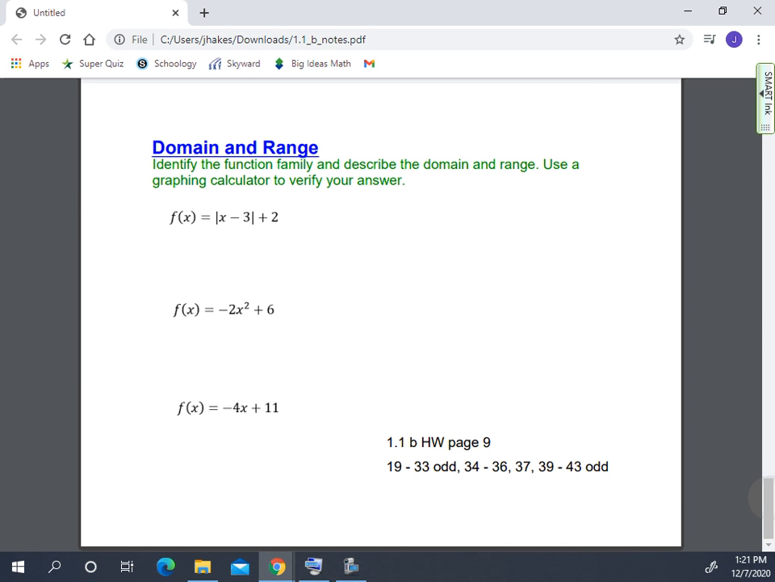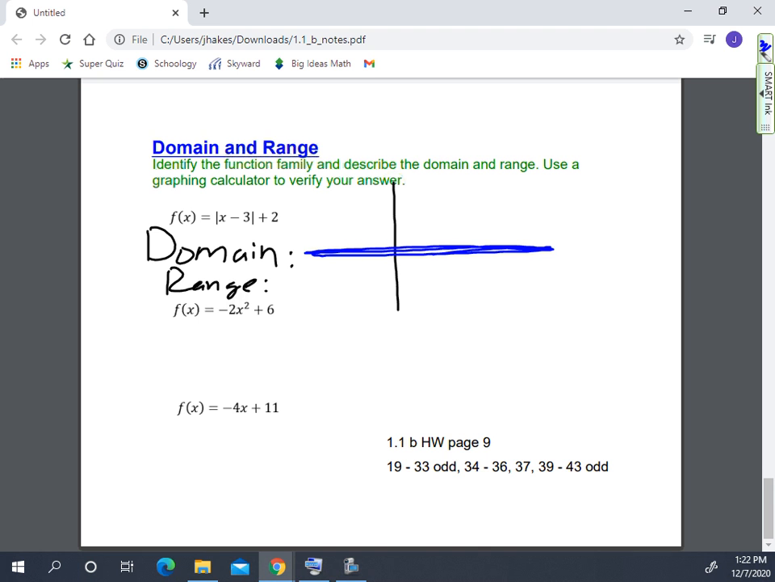All right. Lastly, domain and range. Identify the function family and describe the domain and range. Use a graphing calculator to help verify your answer. Okay. Well, in this first one, we have f of x is equal to the absolute value of x minus 3, plus 2. Our domain and our range.